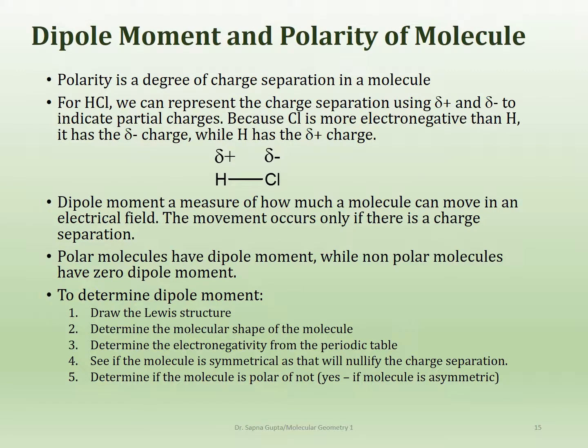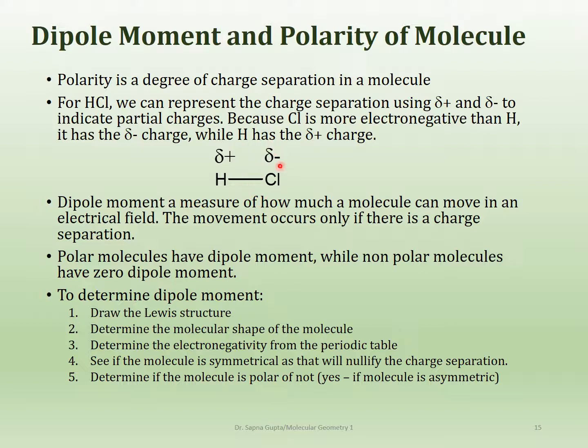One of the last things to do in the case of the shapes of molecules is what we call dipole moment, and polarity of the molecule. So first of all, polarity is the degree of separation of charge in a molecule. We've done this before in the previous chapter when we talked about polar bonds. And when we had polar bonds, it was because one of the atoms was more electronegative than the other.